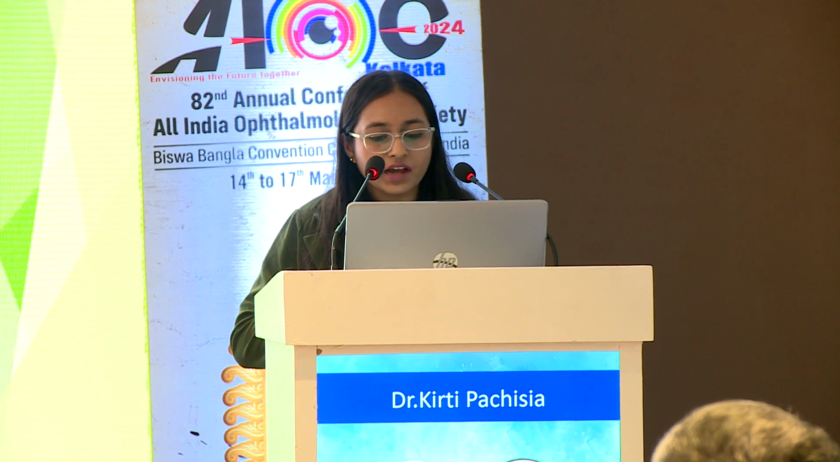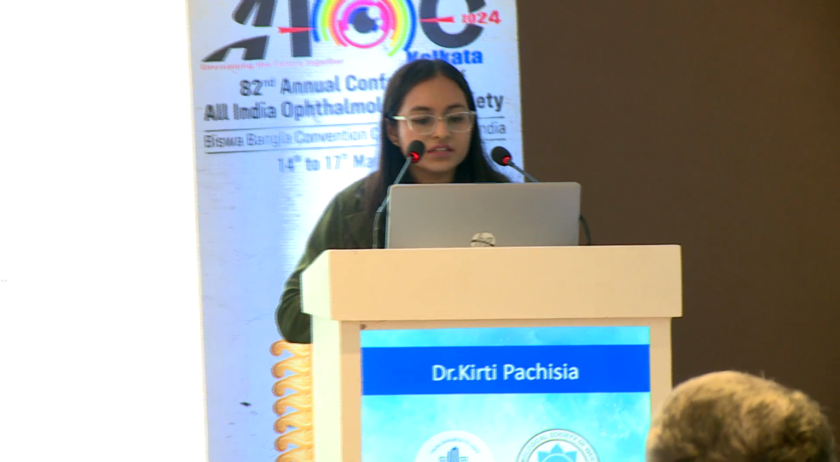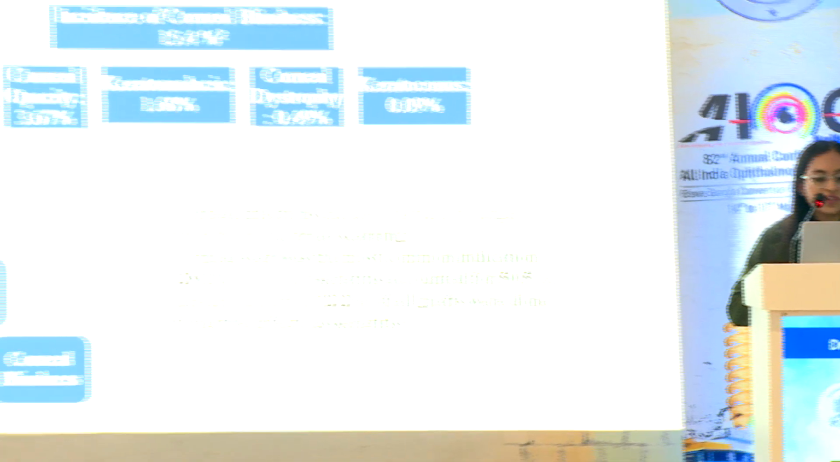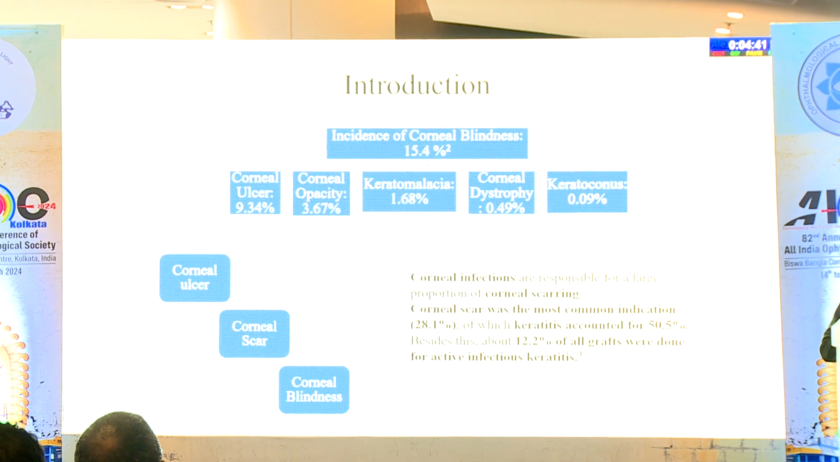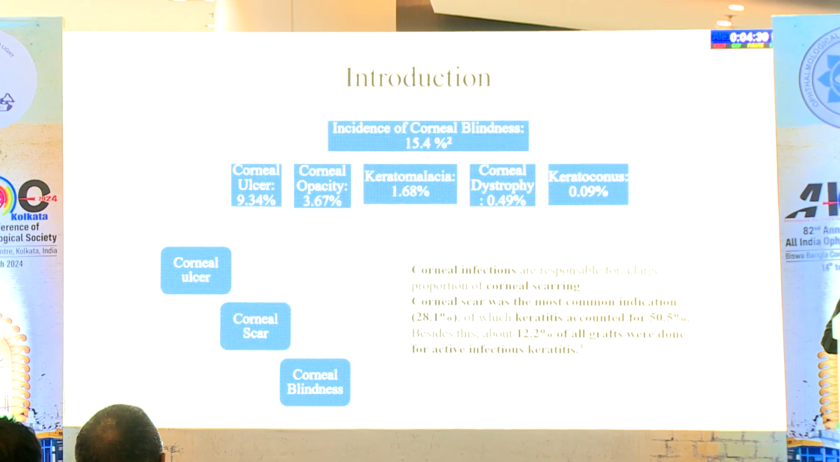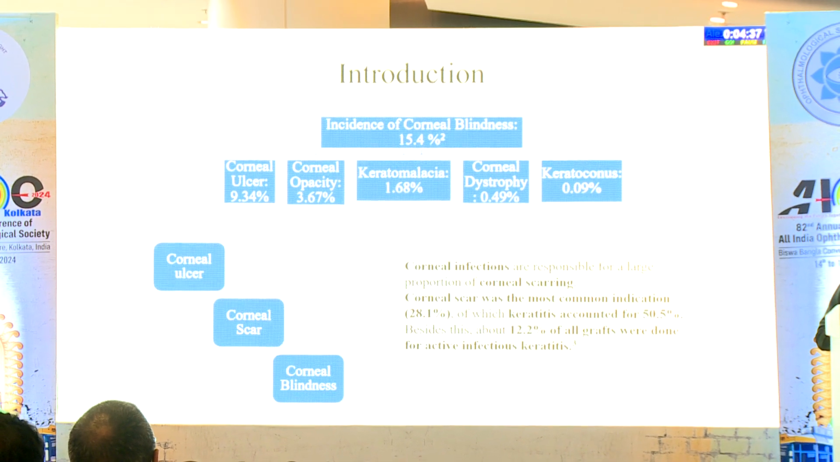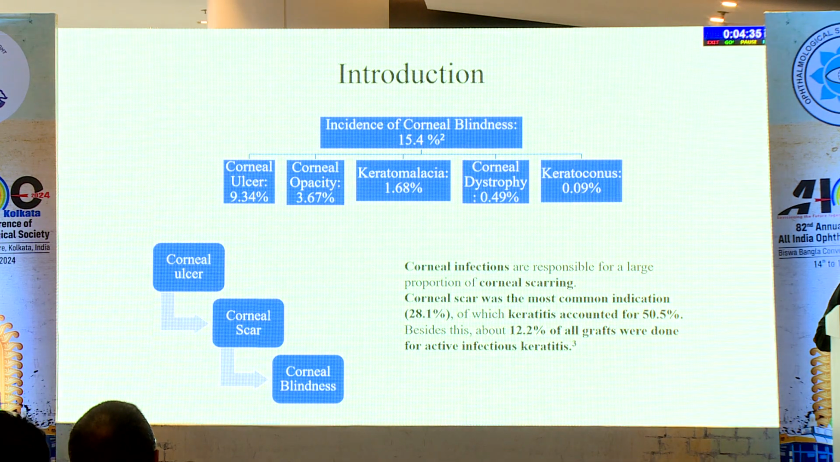Good morning, everyone. I am Dr. Kirti Pachisia, and I would like to begin the presentation based on my paper titled Study on Types of Corneal Ulcer in a Tertiary Eye Hospital. The incidence of corneal blindness in India is about 15.4%, and active infectious keratitis contributes to a significant proportion of this. Corneal ulcer would ultimately lead to corneal scarring. This in turn would lead to corneal blindness, increasing the visual comorbidity.